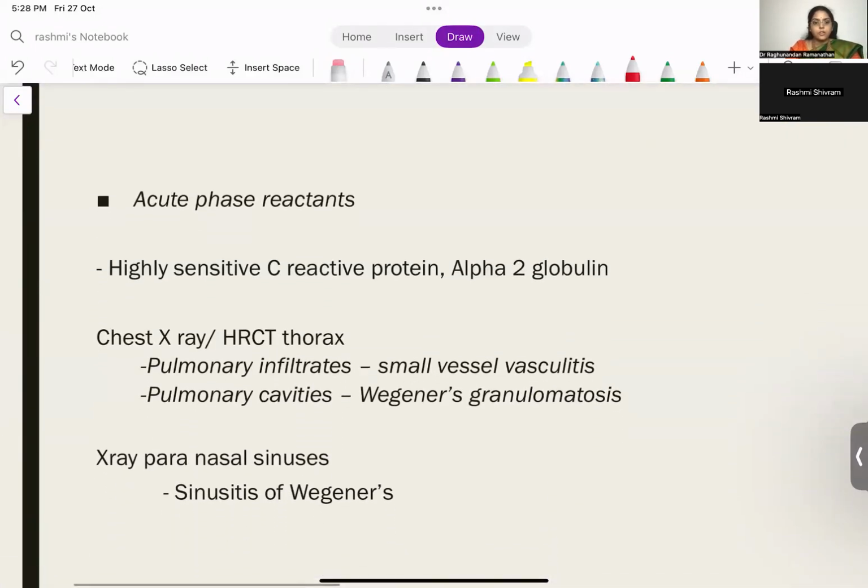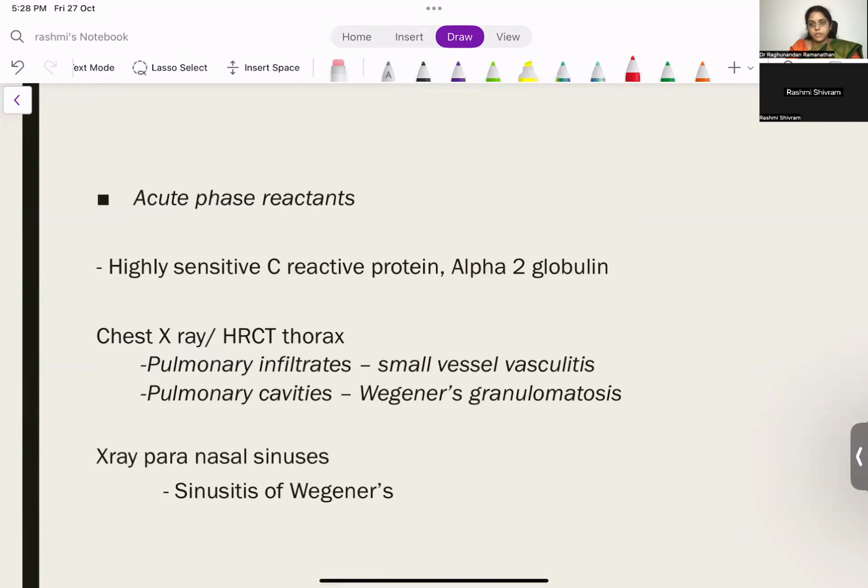Right? So moving on to the acute phase reactants, which are not very specific. Right? Highly sensitive C-reactive protein will be elevated in all inflammatory conditions. Right? Yes. So moving on to the chest X-ray or CT thorax. In this, what did we see? We saw two kinds. We saw already.